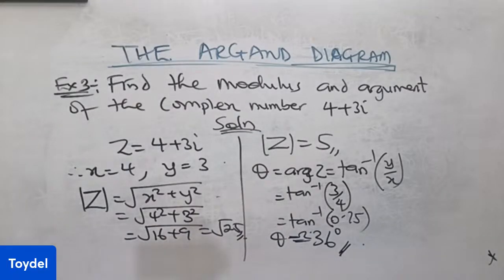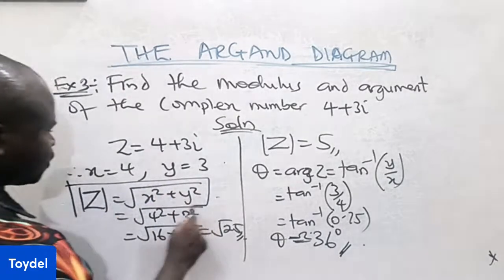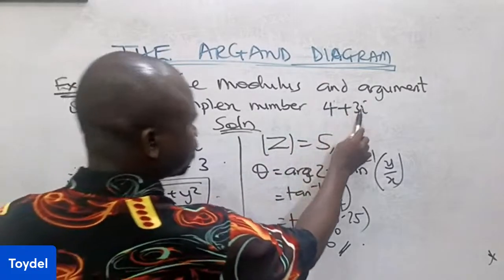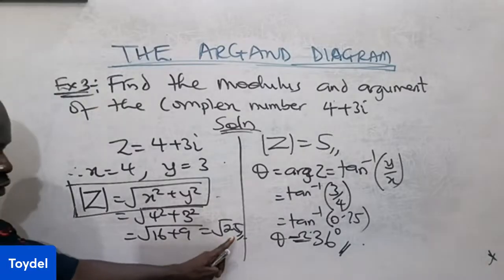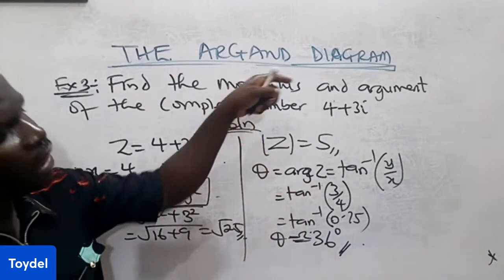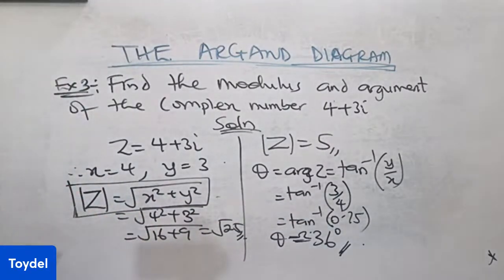So if you have to find the modulus and the argument of a complex number, it is very simple. The modulus of a complex number by formula is given as this. Just take the square of the real part plus the square of the imaginary part, and then take the square root of everything. That gives the modulus. Then the argument will just be the arctan of the imaginary part divided by the real part. You can use the scientific calculator to get the final answer, or use a four-figure table.